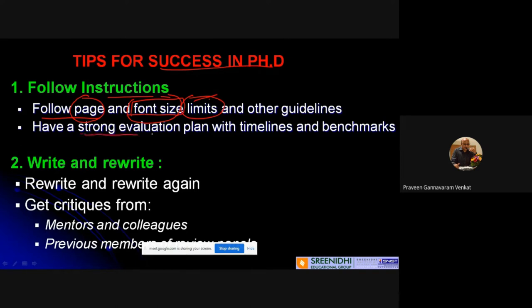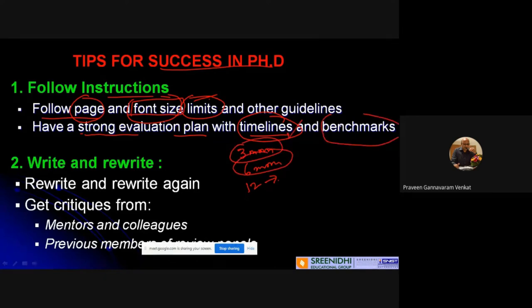Have a strong evaluation plan with timelines. Timeline is most important. Next 3 months, what is our work? Next 6 months, what is our work? Next 1 year, what is our work? These are the timeline frames, and that is known as the benchmarks. You have to set the timeline and also benchmarks.